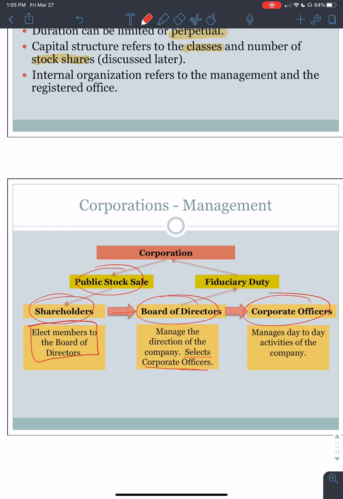Remember, that's the third group I talked about. These are at the top level, the CEO, the COO, things like that, the CTO, the VPs, whatever, the chief legal officer, or general counsel, sometimes called general counsel. And the corporate officers manage the day-to-day activities of the company at the top level.